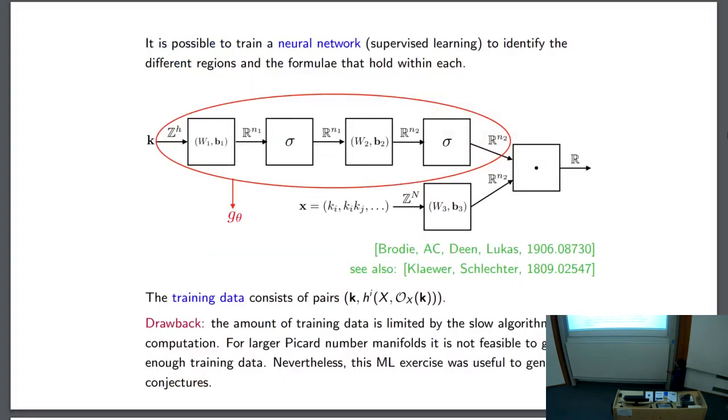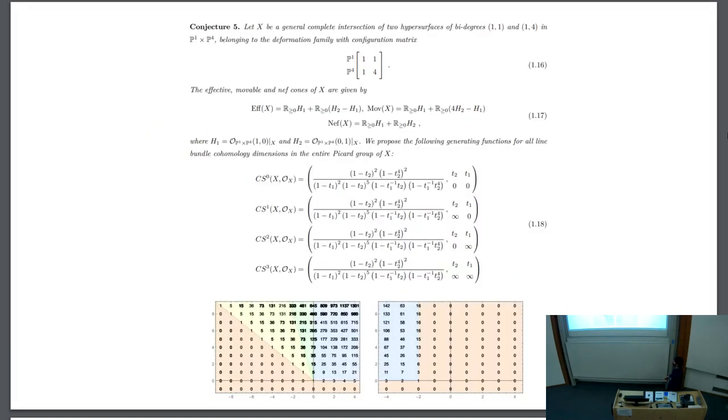Some of these observations were made directly by looking at data. Some of them were made using neural networks. So this is another place where artificial intelligence played a role in producing conjectures that this cohomology data can be reproduced by simple formulae. Once you have that hint, you can try to prove it, and we did that. We proved why these formulae arise.